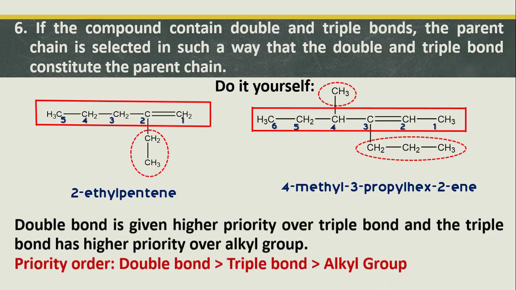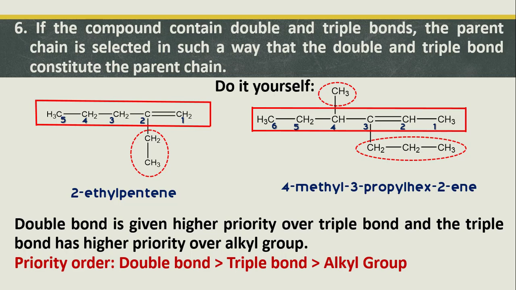Okay, so the double bond has higher priority over the triple bond, and the triple bond has also got a higher priority over the alkyl group. So if a compound contains double, triple as well as the alkyl group, the priority is given to the double bond and the numbering is to be started from the end nearer to the double bond.